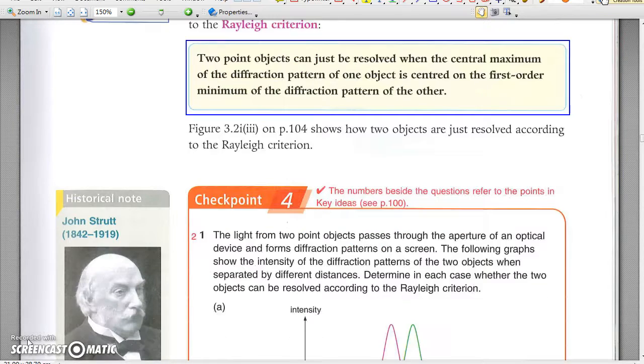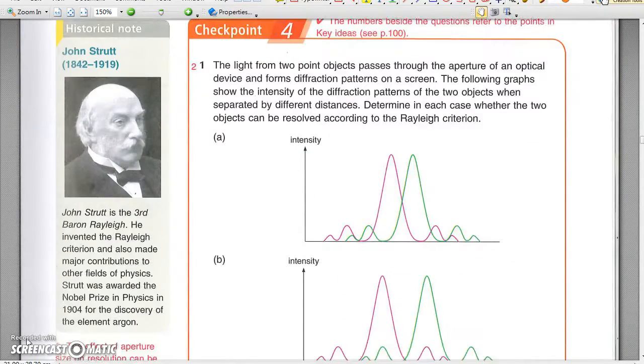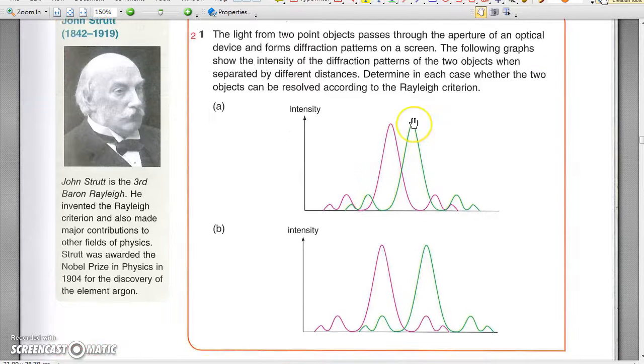So what does that mean? Let's take a look at checkpoint 4 below. Part A. The central maximum of the green diffraction pattern is just inside the first order minimum of the red one, and so the two point objects are not resolved. In Part B, the central maximum of the green diffraction pattern is just outside the first order minimum of the red one, and so the two point objects are resolved.